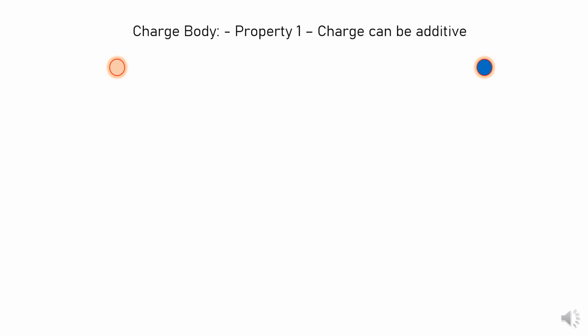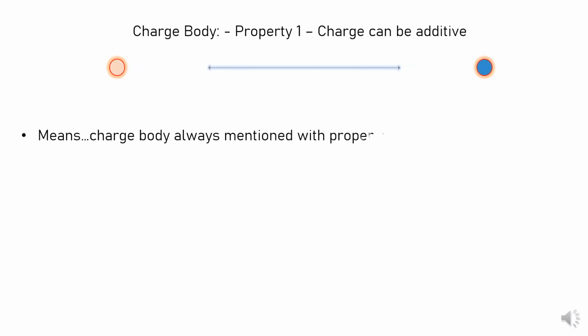Beautiful discussion. Moving further, property number 1 of a charged body: charge is additive. What does it mean? I have two point charges and there is a distance. That means the charged body is always mentioned with a proper sign. The first property of the charge is that it is always mentioned as +1, +2, +3, -5. That means when you mention the figure, it must have a sign, either positive or negative.